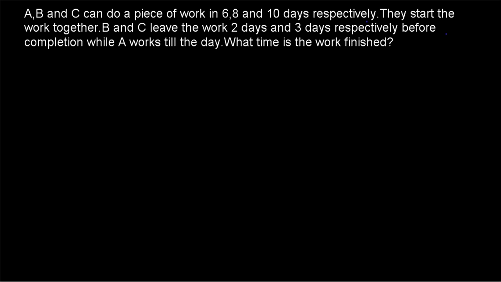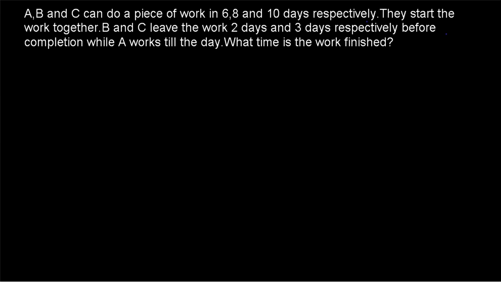Today's question is: A, B and C can do a piece of work in 6, 8 and 10 days respectively. They start the work together. B and C leave the work 2 days and 3 days respectively before completion, while A works till the last day. What time is the work finished?